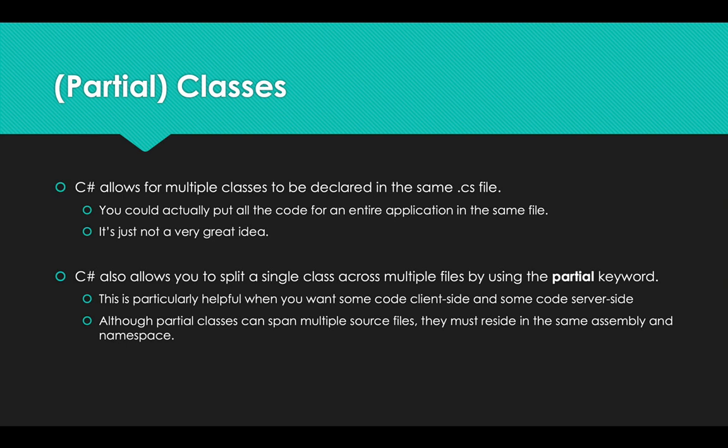C# also allows you to take a single class, a single technical entity, and split that across multiple files using the partial keyword. So what this does is it lets you take perhaps a data class. Think about a bank account class or something like that. And you can have some of it on the client side, and you can have some of it on the server side of an application, and the files are physically separated.